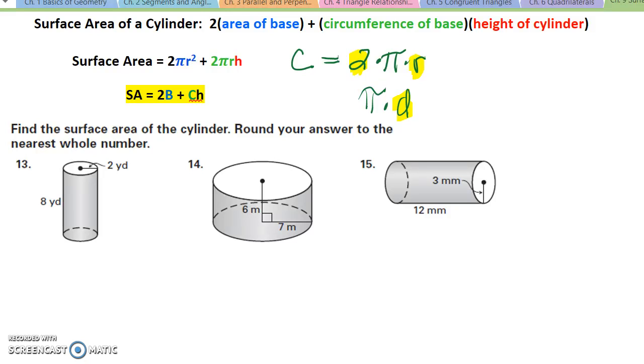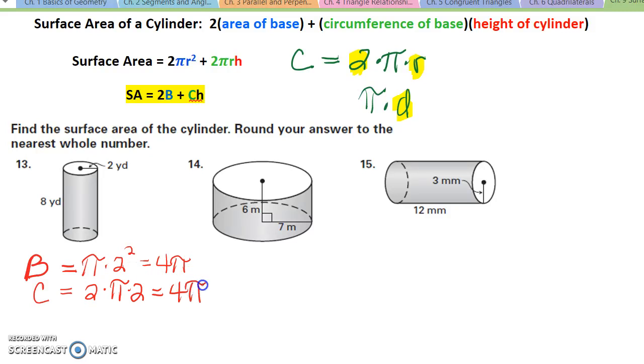Number 13 is a cylinder, kind of like a can of soup, where it's sitting on its base, the base being the circle. So we need to find the area of that circle and the circumference of the circle. Oh, that's not right, I'm not finding the surface area yet. The area of the base is pi times radius squared, which is equal to 4 pi. Now we're going to find the circumference of the base, which is 2 times pi times radius. That also happens to be equal to 4 pi.